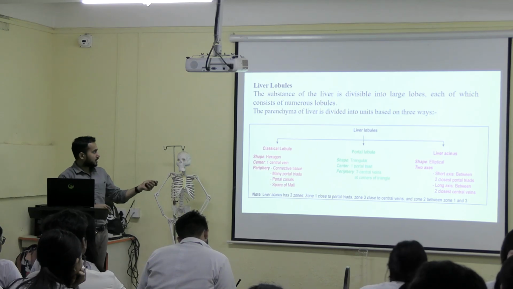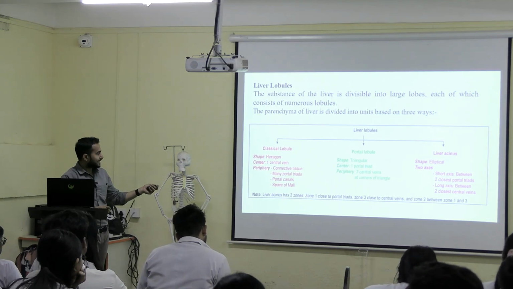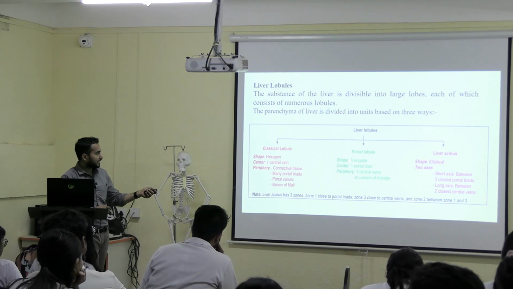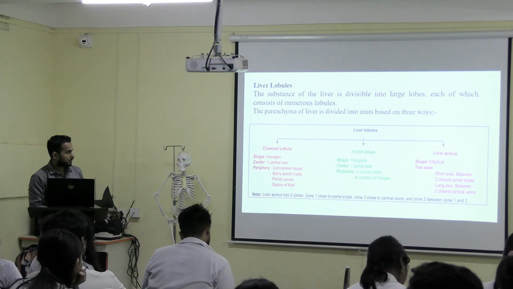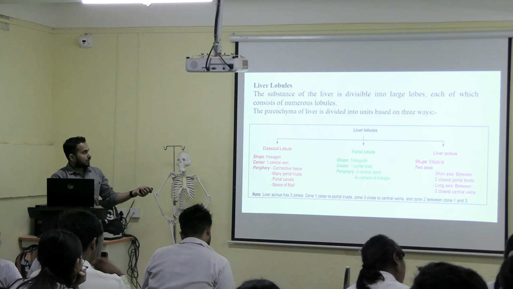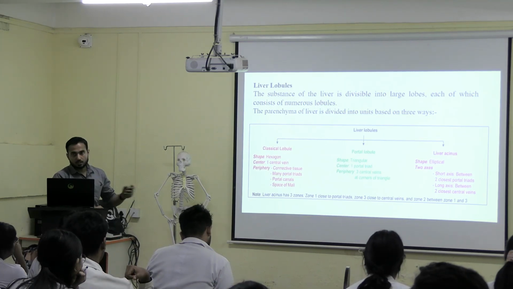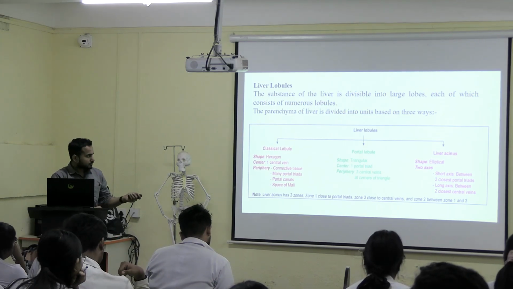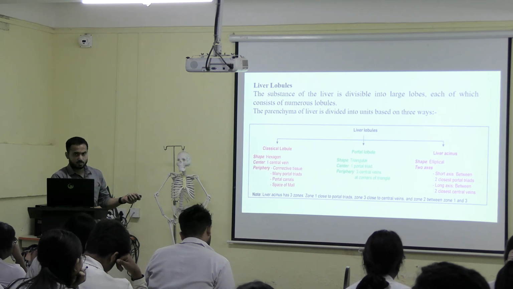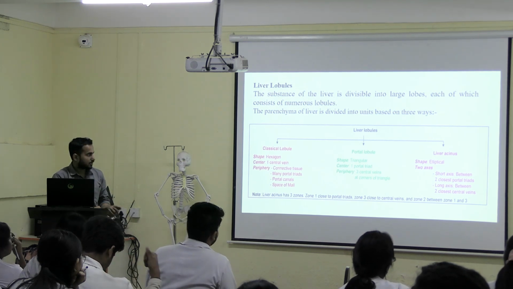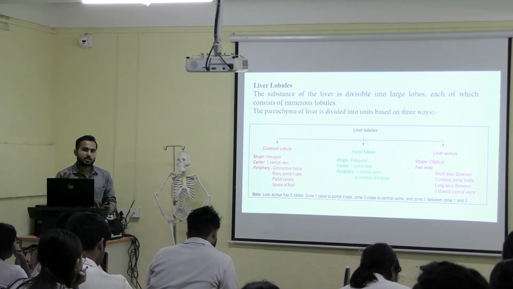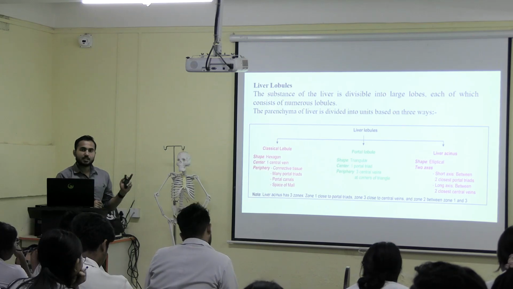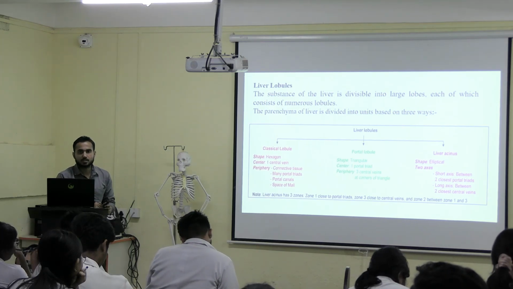Next, in the classical liver lobule, at the center one central vein is there. Here, at the periphery, the portal triad is there. Now what is the portal triad and what is present inside it, we will discuss. In the liver acinus, the structure is a bit different. Here we get two axes, one short axis and one long axis, along with three zones, zone 1, 2 and 3, which are related to the hepatic arteriole supplying this particular area.